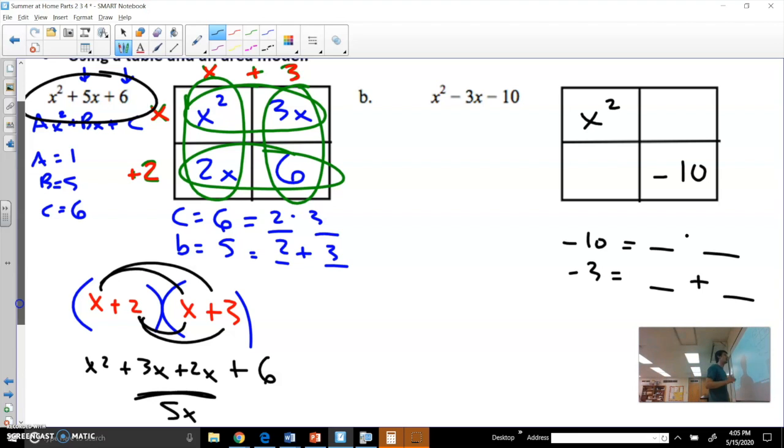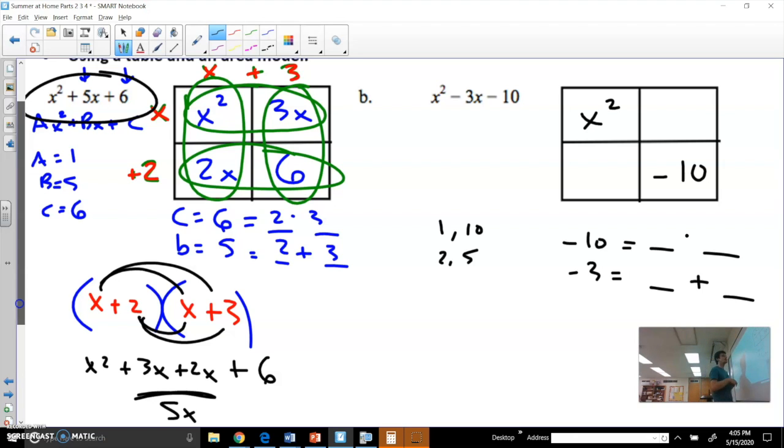But let's start with the 10. To get 10, you've got 1 times 10, or 2 times 5. So how can you add or subtract some form of these numbers, either positive or negative, to ultimately get negative 3 when you add them together, or negative 10 when you multiply them together?